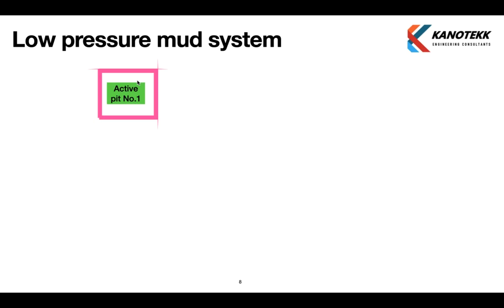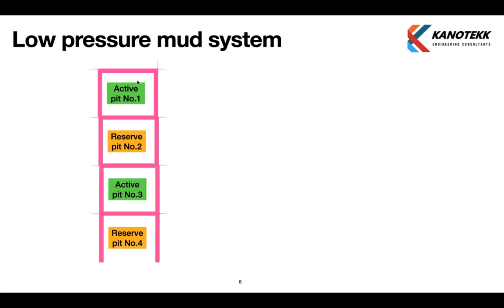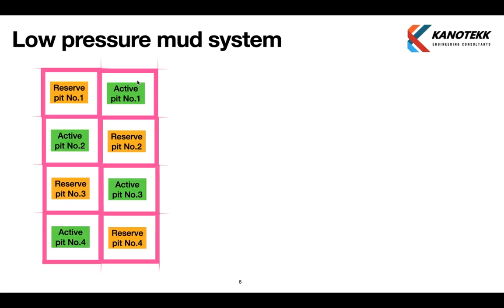Now, for the low pressure mud system, we will see how the system functions. There will be active and reserve pits. Consider there are 8 pits. At a time we keep a few pits active, maybe 2, 4 or 6, and we keep 2 or more as reserve pits. The active pits are used for the drilling operation going on at the moment, while mud is prepared in the reserve pits for the next anticipated operation. These reserve pits are not used in the current process but are prepared for another process which will eventually be in the pipeline.